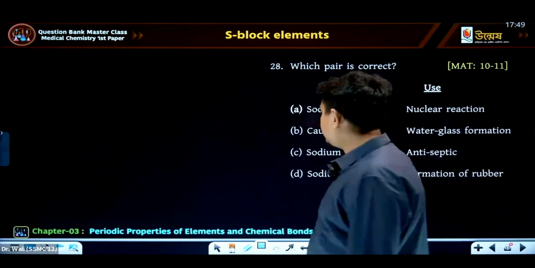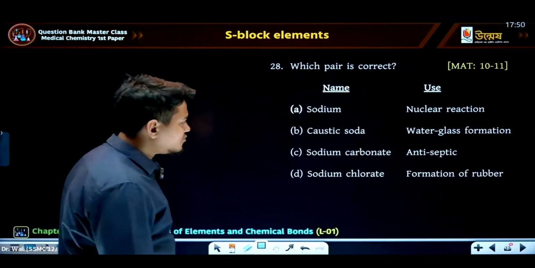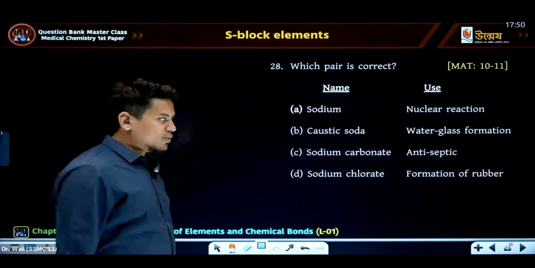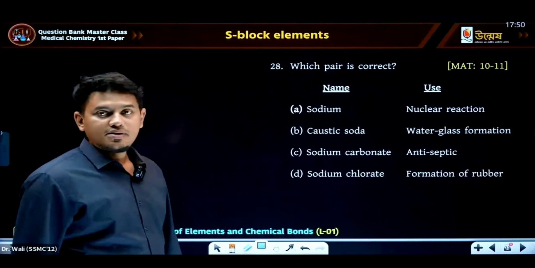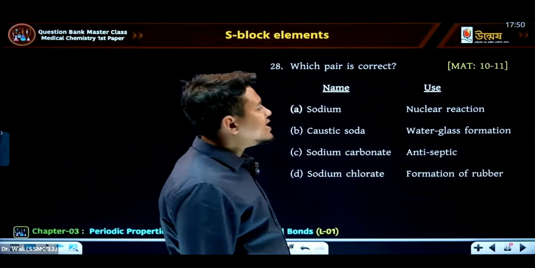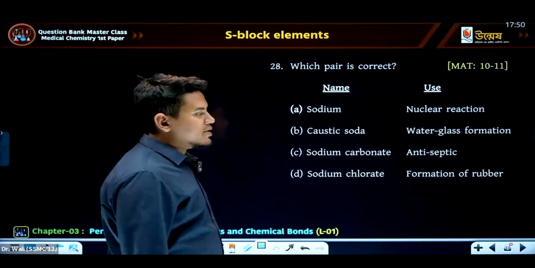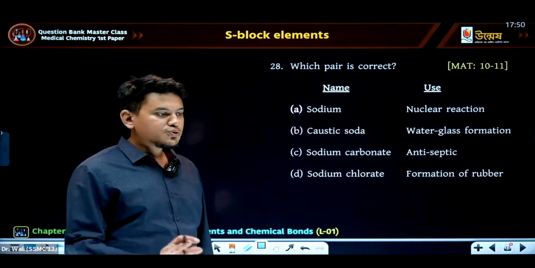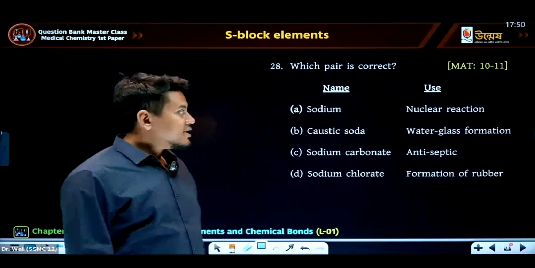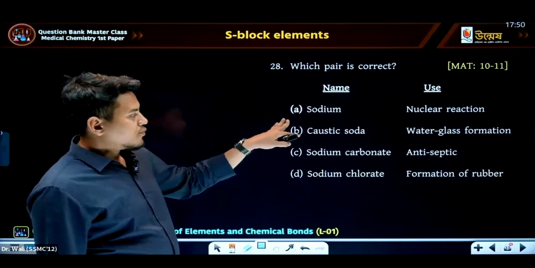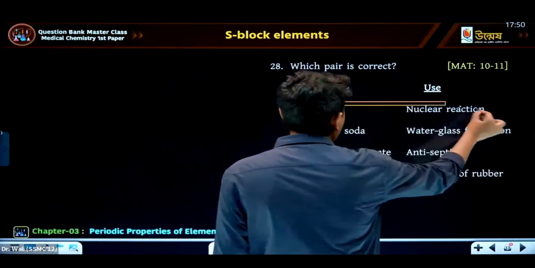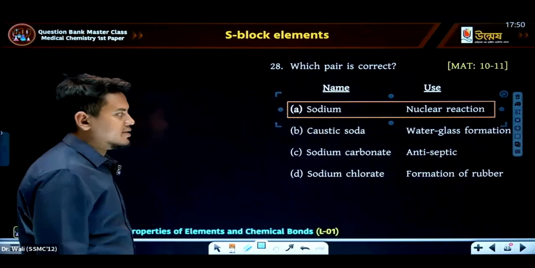Which pair is correct? Sodium, nuclear reaction; caustic soda, water gas formation; sodium carbonate, antiseptic; sodium chloride, formation of rubber. Very interesting pair. Actually, for nuclear reaction, sodium can be used. Though sodium does not contain any radioactive isotope, it can be used in nuclear reactions. So for this reason, option A will be the correct answer. But the rest of the options are not correct.